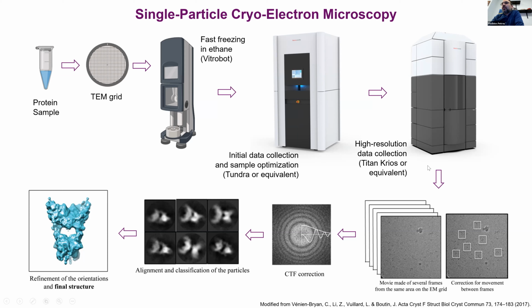We then go and collect a high resolution data set in a 200 or 300 kilovolt microscope, from which we extract particles, correct them for different aberrations, and then hopefully be able to put them together in good 2D class averages and 3D reconstructions.